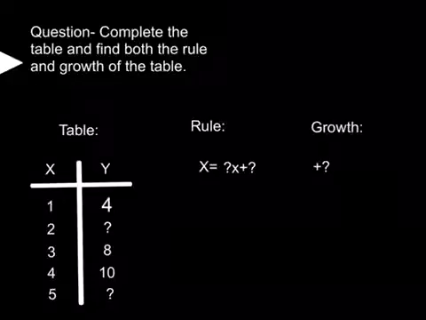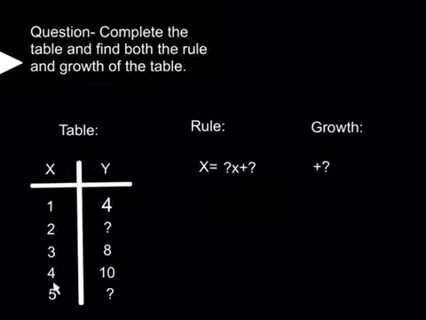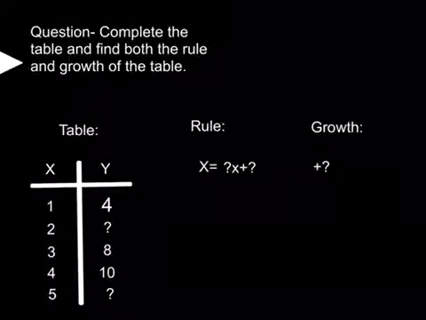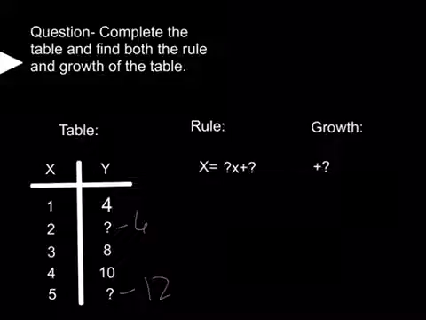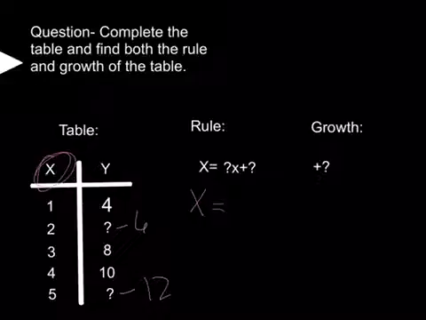So we're just going to use that formula to figure out what 2 is and what 5 is. So 2 times 2 is 4, plus 2 is 6. So here, this right here, that's 6. And then we're going to do 5 times 2 plus 2. 5 times 2 is 10, plus 2 is 12. So that's 12 right there. So that's what our rule is. Our rule is y equals x times 2 plus 2.